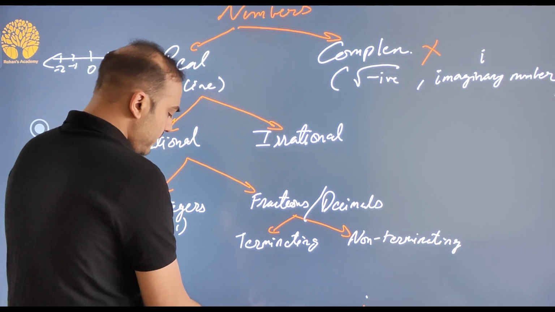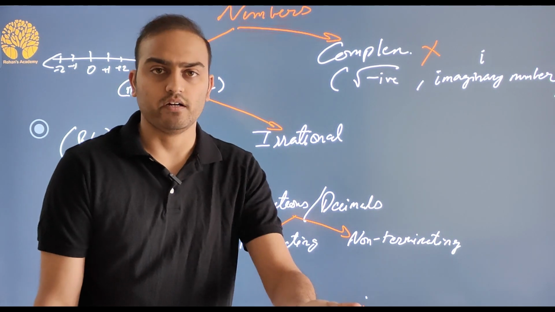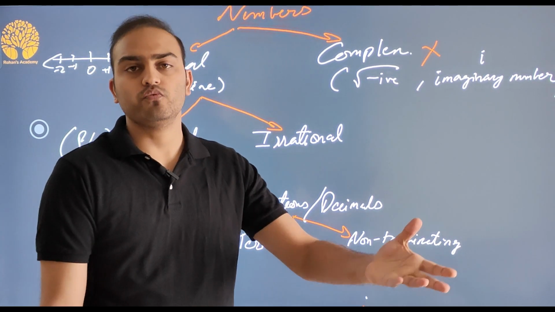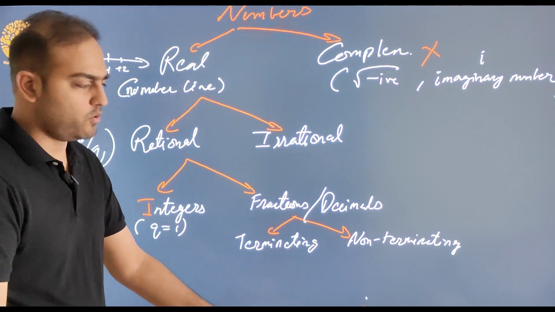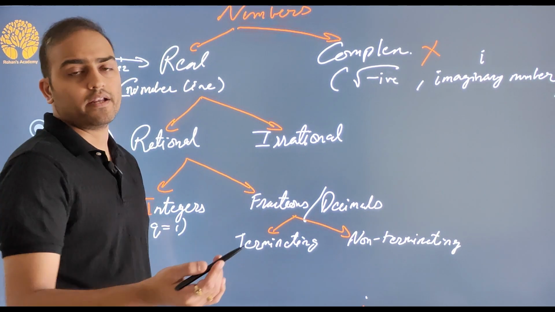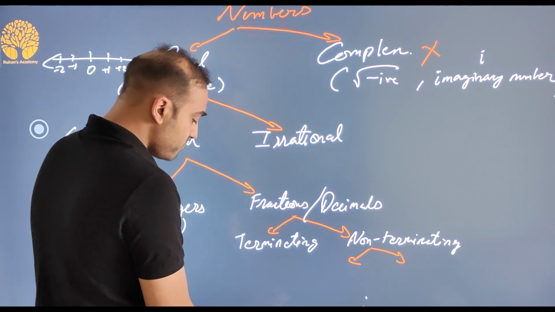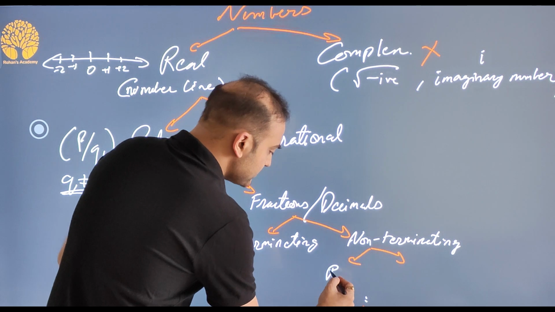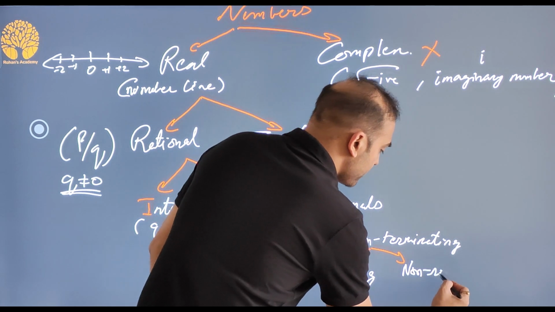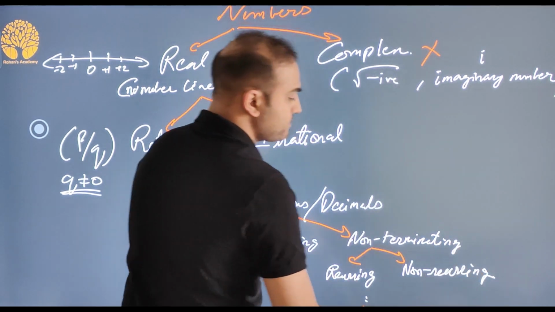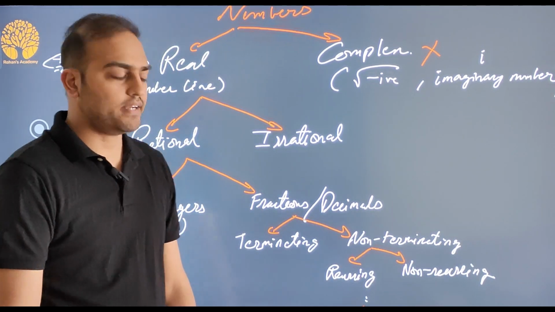Terminating are which, as the word suggests, terminate. Terminate means end. So 0.5, 0.25, 0.125, 3.75, 3.78, that end after a certain value. Non-terminating, that do not end, 0.111111, 0.3333, like that. These are then further classified into recurring or repeating and non-recurring or non-repeating decimals.